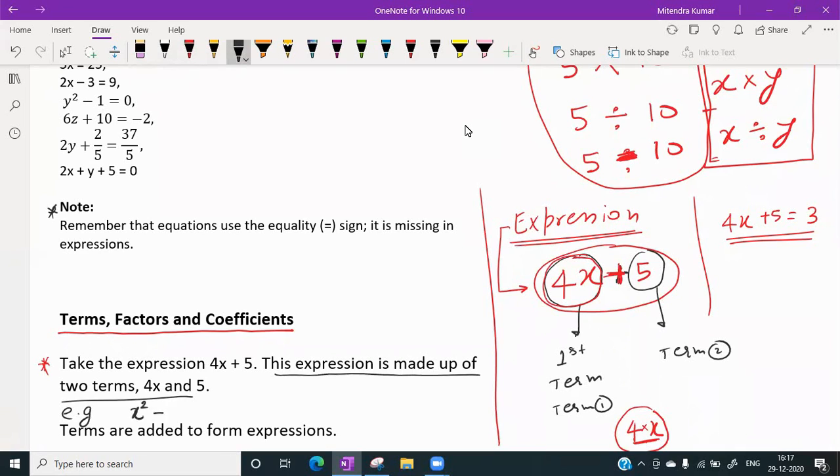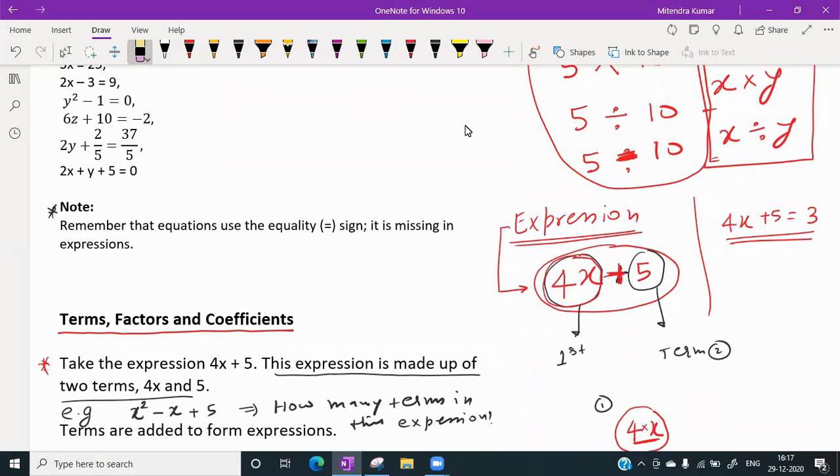If I take x square minus x plus 5, and if I ask how many terms in this expression, can you answer, students? If I write x square minus x plus 5 and I ask how many terms in this expression, what will be your answer? One only? One, sir. See how many plus.